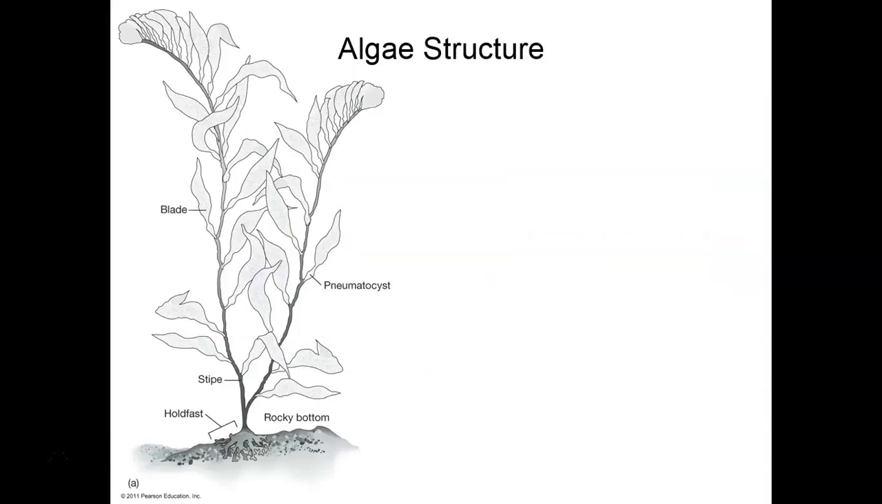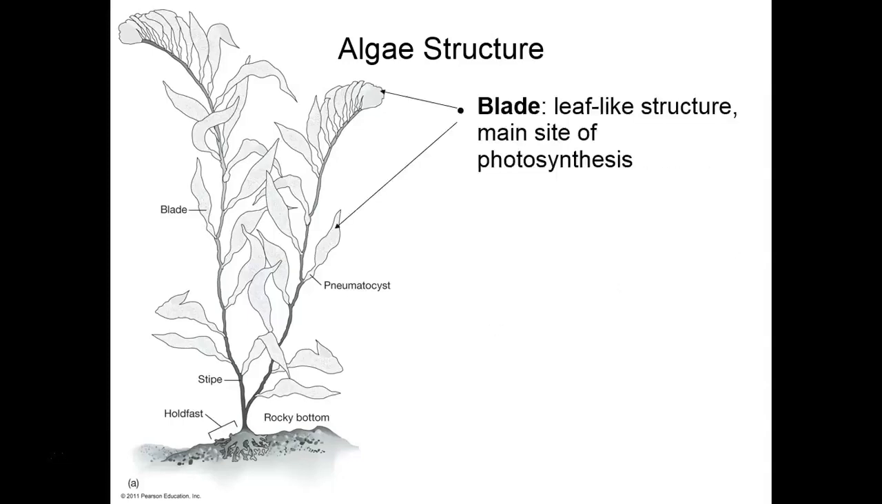Okay, so we're going to look at the structure of a kelp using the giant kelp or Macrocystis as an example. So this structure that the arrows are pointing at is called the blade. This is a structure that is similar to a leaf in appearance, but it's different from a leaf for the reasons that I just stated. The blade's main function is that it's the main site of photosynthesis.